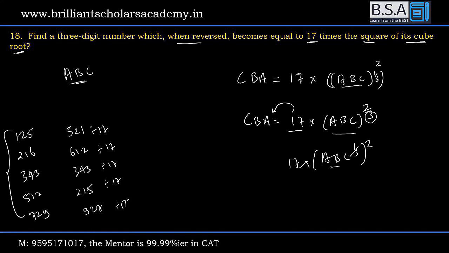Is 521 divisible by 17? No, it is not. Is 612 divisible by 17? It is. Very good, very nice. 343 divisible by 17? No, it is not. 215 divisible by 17? It is not. 927 divisible by 17? It is not. So only one value matches. You don't have to solve anything from here onwards. The answer will be 216.